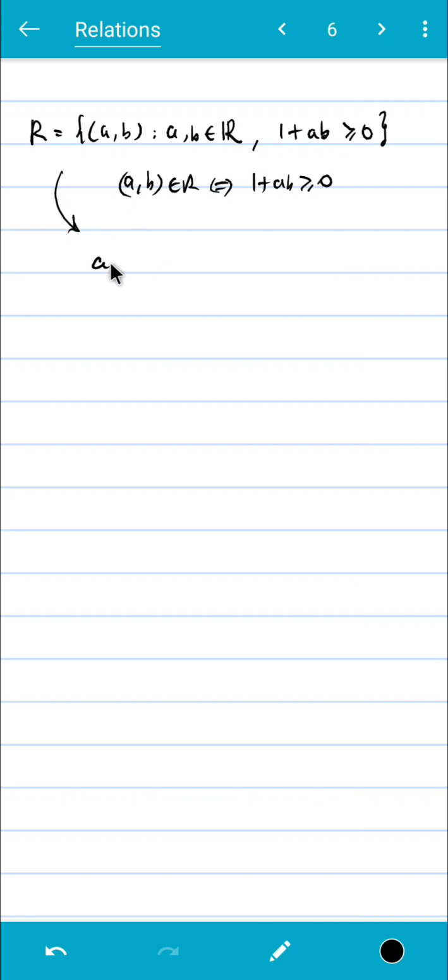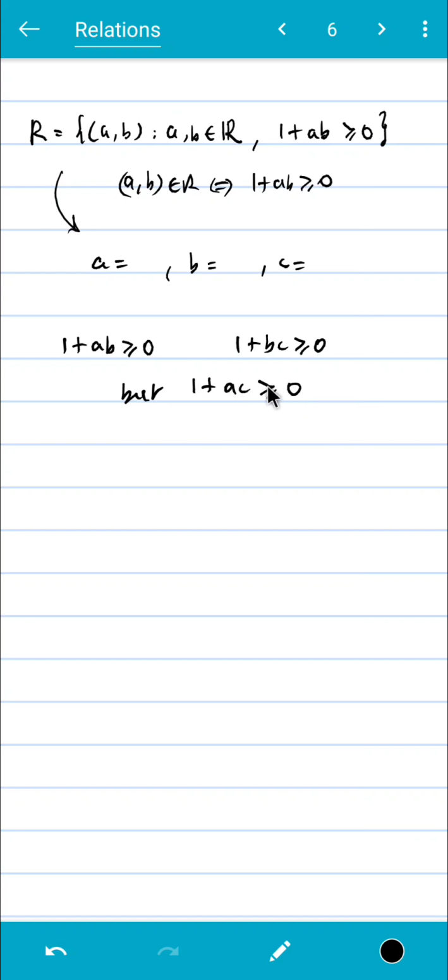So what values for a, b and c will we take so that we have 1 plus ab greater than or equal to 0, we have 1 plus bc greater than or equal to 0, but we don't have 1 plus ac greater than or equal to 0? If we can get such values of a, b and c, then the condition is broken and it's not transitive. What values do you think you can use here?